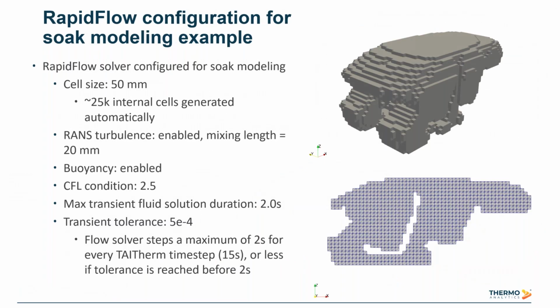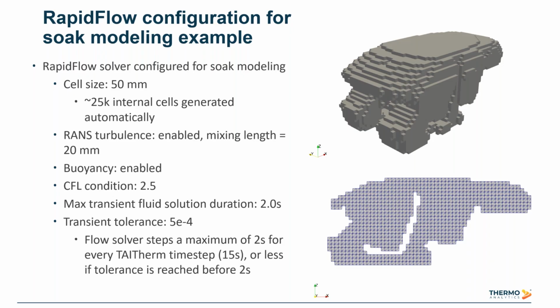For using RapidFlow with this model, we're going to set up the model with some typical parameters that we might use for a cabin soak. In this one, we're going to use a 50 millimeter cell size, which will give us about a 25,000 cell count domain. And we'll show a little bit of the sensitivity of different sizes in a couple of slides. The model will have the RANS mixing length turbulence model and buoyancy models turned on. We'll use a somewhat higher CFL condition to speed things up a little bit, around 2.5. RapidFlow tends to be stable for very high CFL conditions, as high as 10 or 20, but you get the best accuracy the closer you get to 1.